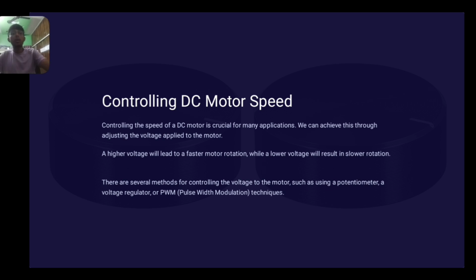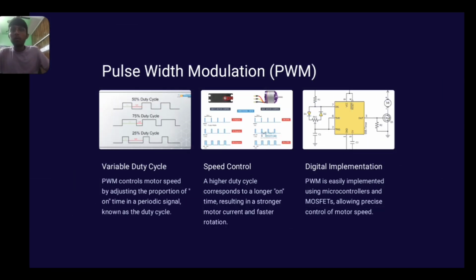Let us discuss in detail pulse width modulation. Pulse width modulation, variable duty cycle. Pulse width modulation controls a motor's speed by adjusting the proportion of on time in a periodic signal known as the duty cycle. Then speed control. A high duty cycle corresponds to a longer on time, resulting in a stronger motor current and a faster rotation. Digital implementation. Pulse width modulation is easily implemented using microcontrollers and MOSFETs, allowing precise control of motor speed.